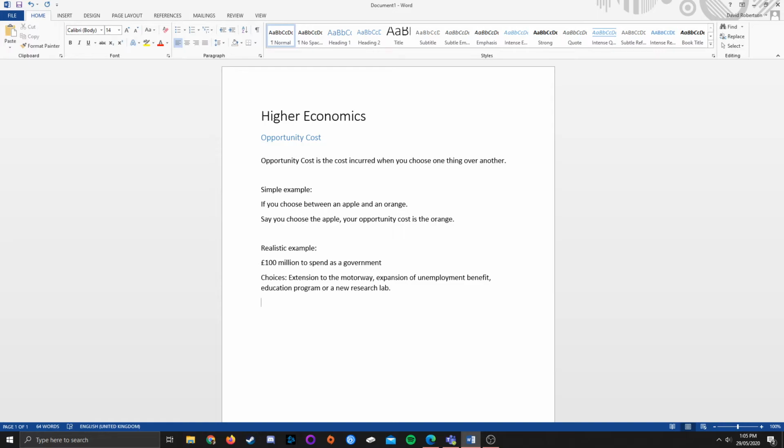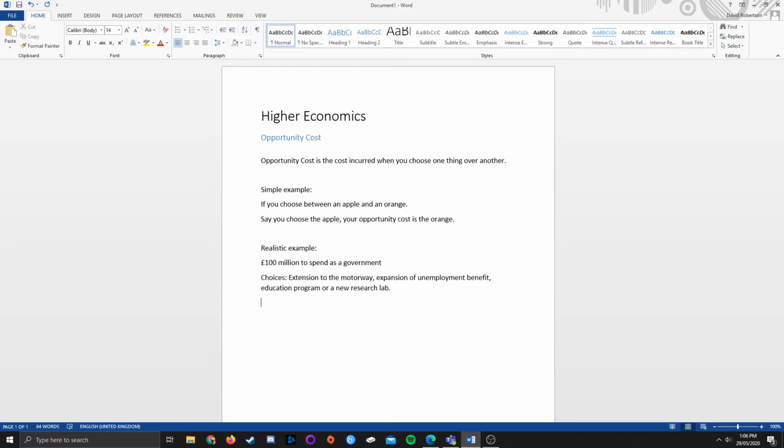So you've got four choices here. You've got an extension to the motorway, expansion of an unemployment benefit, an education programme, or a new research lab. We've got four choices here, and we've got £100 million to spend. Say you choose the extension to the motorway. Your opportunity cost is the other three: expansion of unemployment benefit, education programme, or a new research lab. You've not picked those three. So your opportunity cost is those three things together.